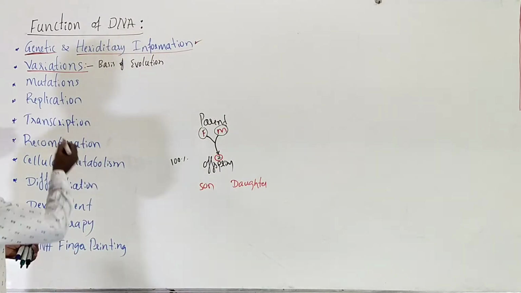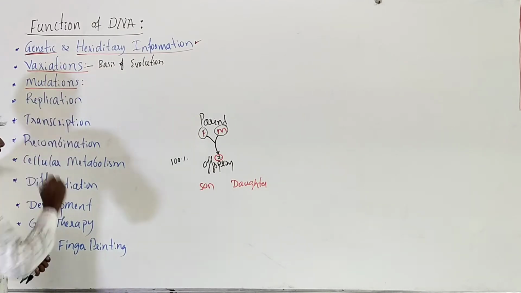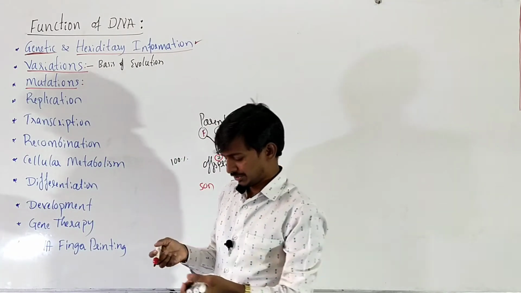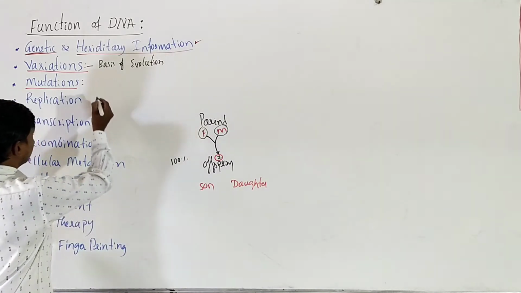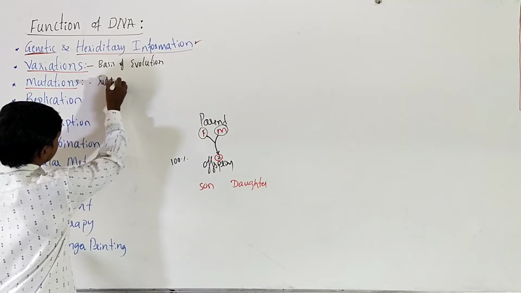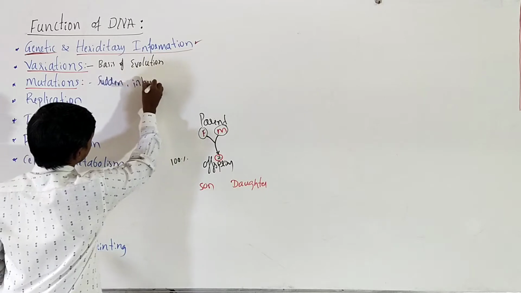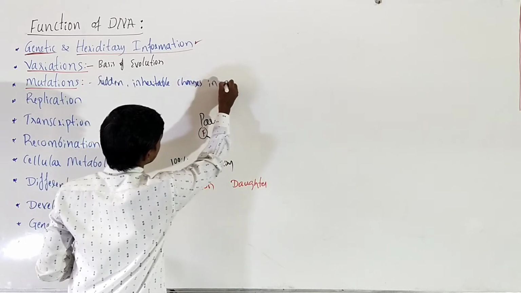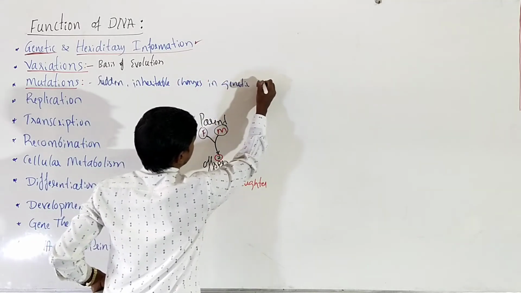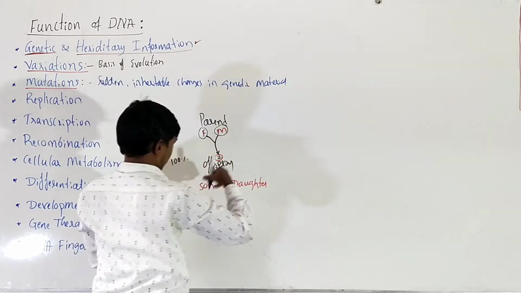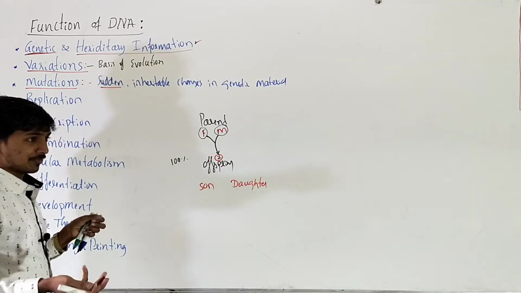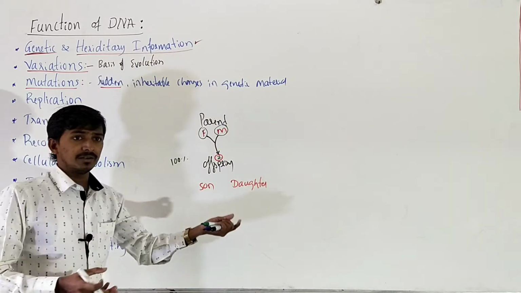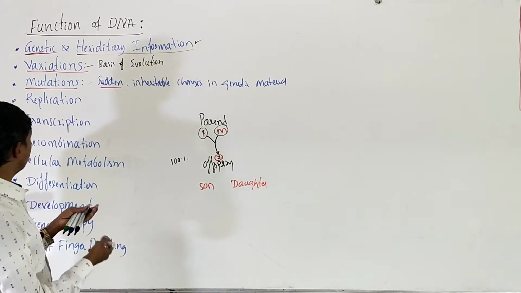Right. Moving on to the next, mutations. Mutations are nothing but sudden inheritable changes in the genetic material. Sudden changes, immediate change, either in the DNA, the number of base pairs may be increased, or any part may be deleted, any part may be removed, or any kind of mutation can occur.